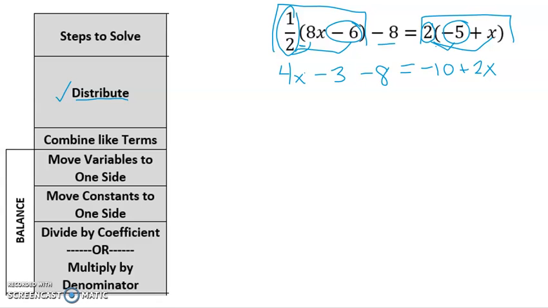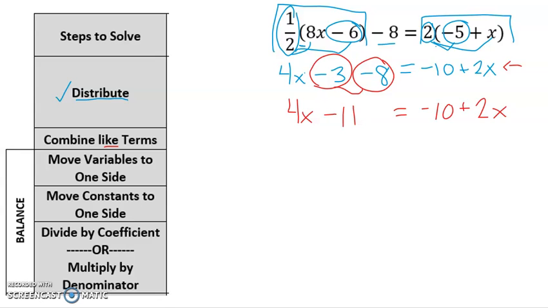All right, now I'm looking for like terms. So I look on the left first. Oh, hey, I have a -3 and a -8. So I'm going to keep the 4x because it doesn't have any other x's. And then I see that -3 and -8 gives me -11 equals. And now I'm going to look on the right side. I have -10 and then I have 2x. Oh, those aren't like terms, so they stay exactly how they were.